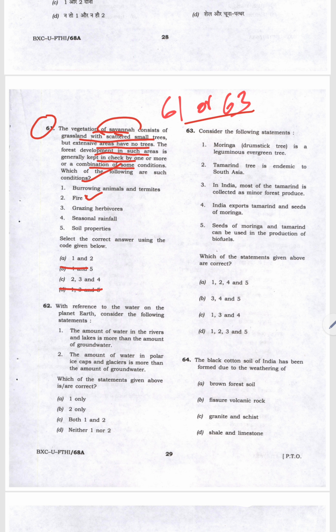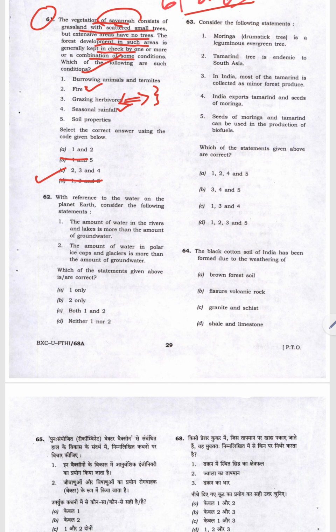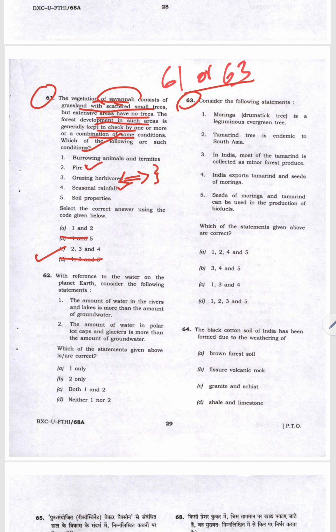You see the other ones also. Seasonal rainfall, definitely. But before that, you see grazing herbivores. Definitely, because when there are more herbivores grazing, the grasslands will be gone, right? So they have to be very careful. So 2 and 3 have to be there in the options. Only one option has 2 and 3. So my option is C straight away. Even 63 you can solve.